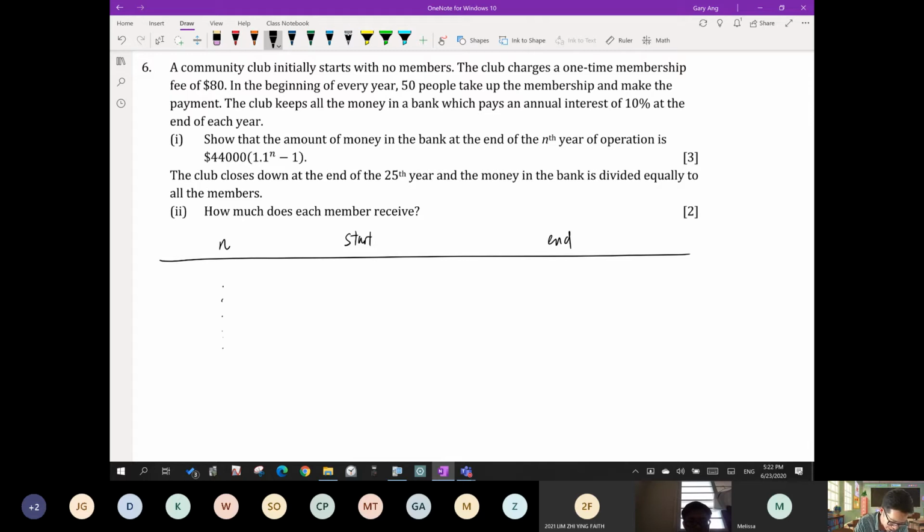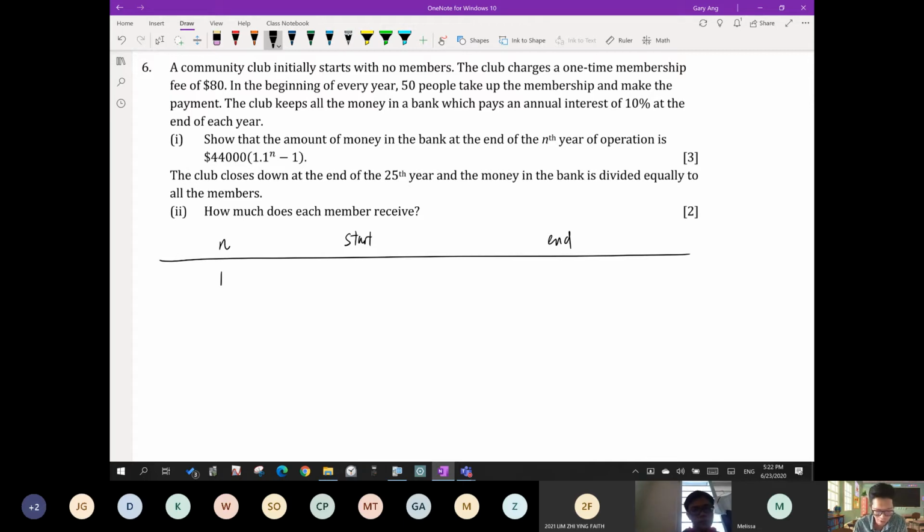Means what you're trying to do is to get to here. Ta-da! This is your jackpot. And to get to there, you better jolly well understand the story. Because if you don't understand the story, you are dead from the start. So, year 1, what happened? Well, 50 people joined as members. But I don't care about the number of members, guys. I care about the money.